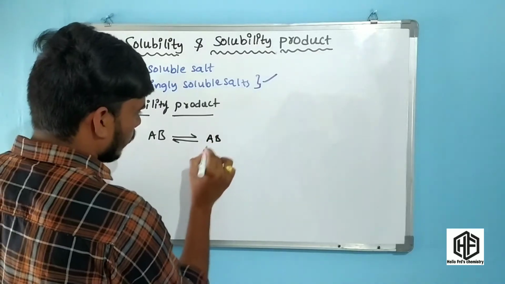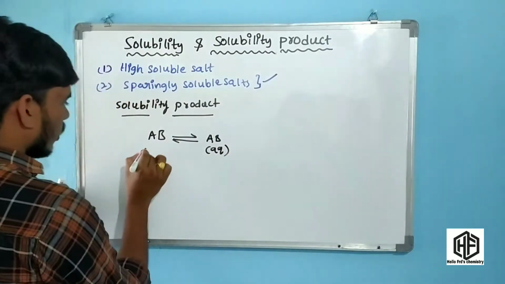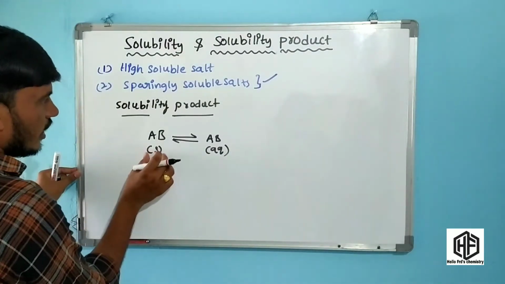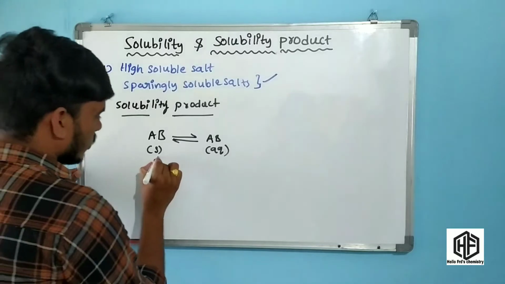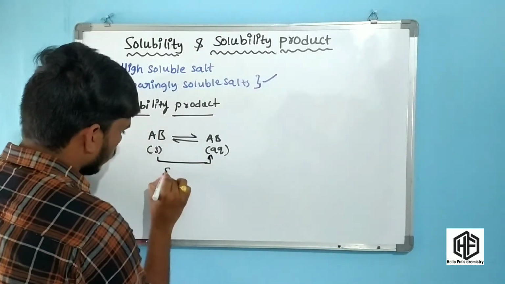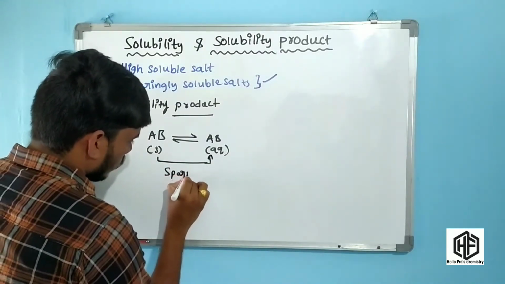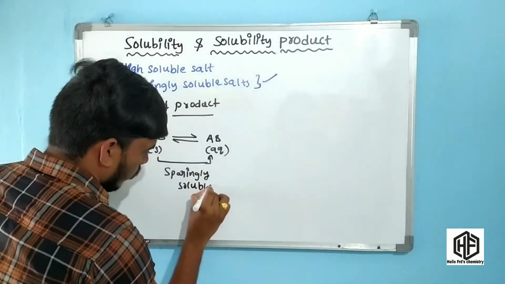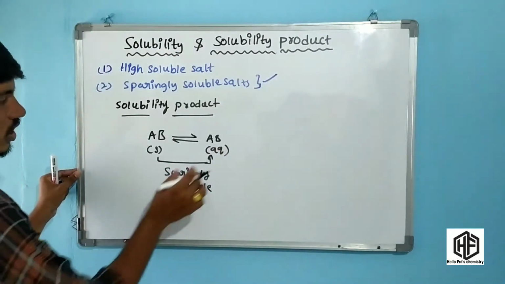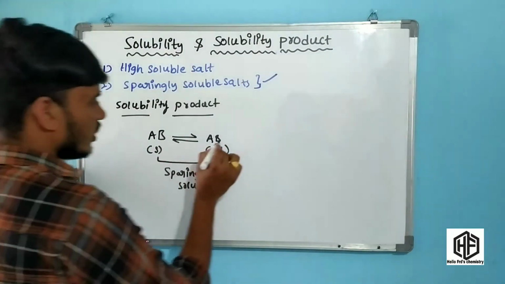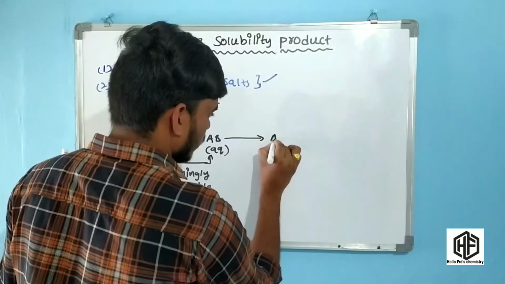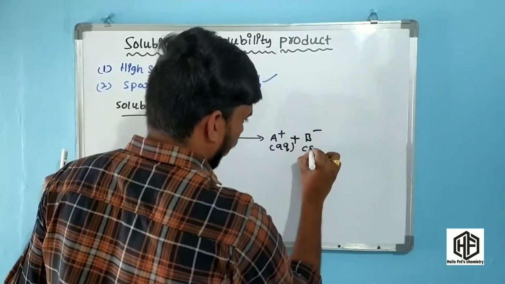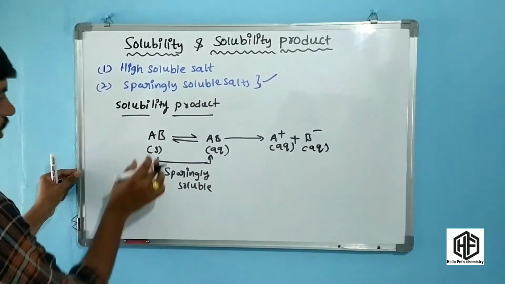AB is present there. This is aqueous. This is the salt. Friends, AB is the salt, and this salt is sparingly soluble. Now the aqueous AB is present there, and it gives A plus aqueous and B minus aqueous.